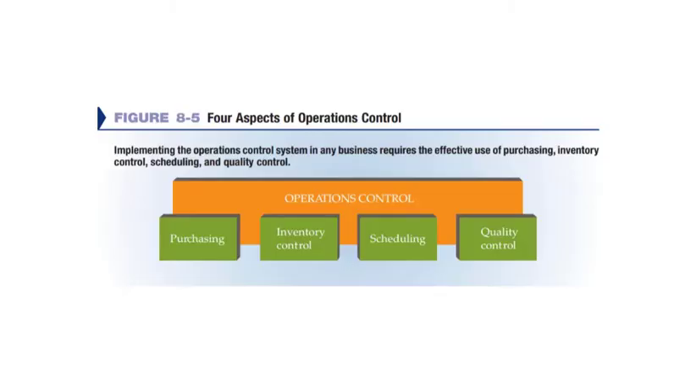Let's talk about operations control. The objective of this section is to explain how purchasing, inventory control, scheduling, and quality control affect production. There are four important areas of operations control, as shown in Figure 8.5.